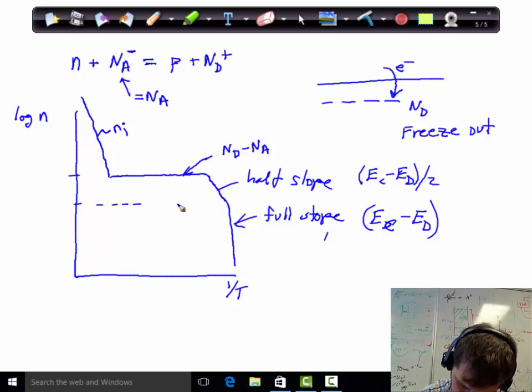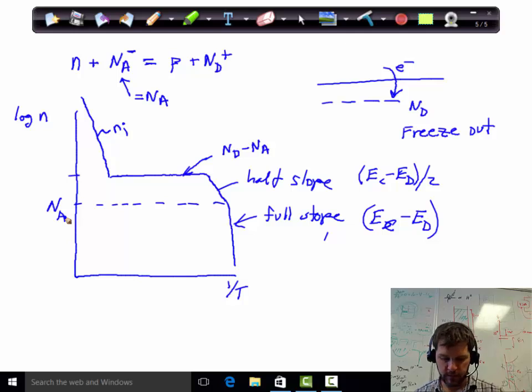And interestingly, this crossover, this kink here, can be shown to occur at the concentration of the compensating acceptors. And so another way to look at this physics here is that you could use the point at which the freeze-out switches from half slope to full slope in order to identify your amount of compensating acceptors.